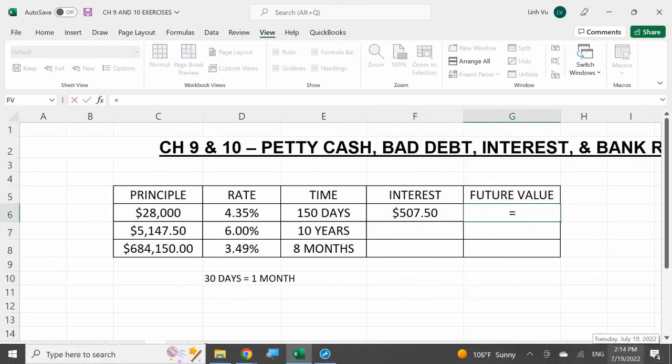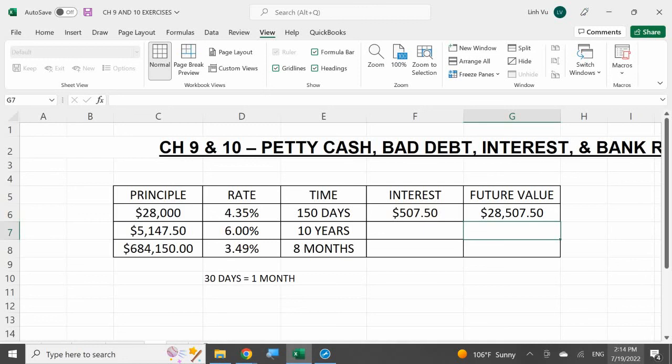So what is my total future value going to be? You add the interest to the principal, and then we get $28,507.50. Good.